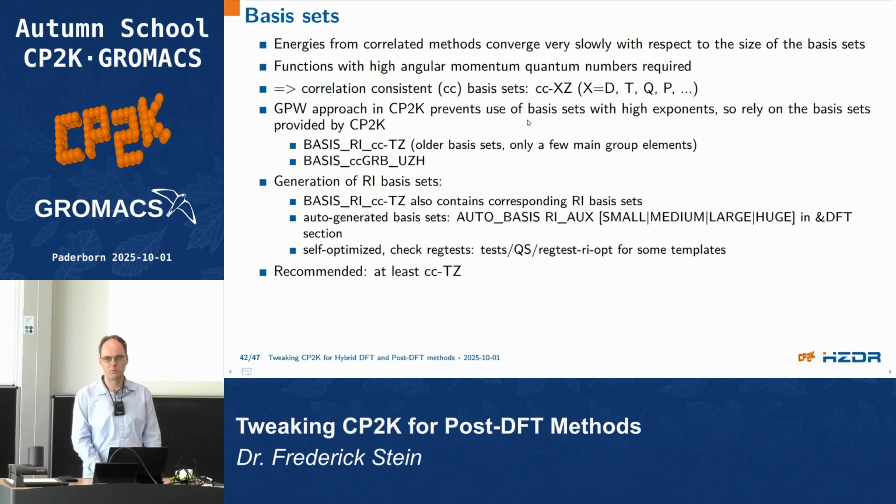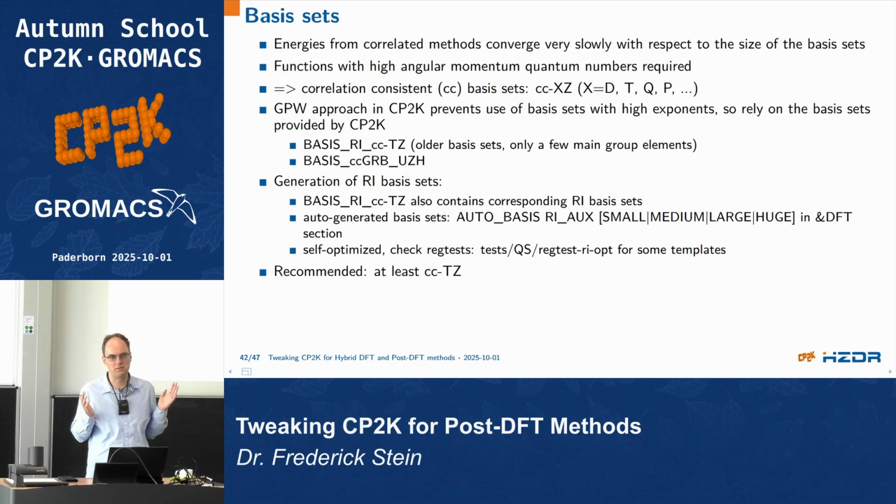Because of the GPW approach, we have certain restrictions on the exponents there, and that's why CP2K has its own basis sets available for this purpose. The basis RI CCTZ are the older ones, but are well tested, but cover only a few main group elements, mostly relevant for organic and biochemistry. Whereas the basis CCGRB UZH are the more recent ones, and basically form a consistent set of basis functions for the whole periodic table.